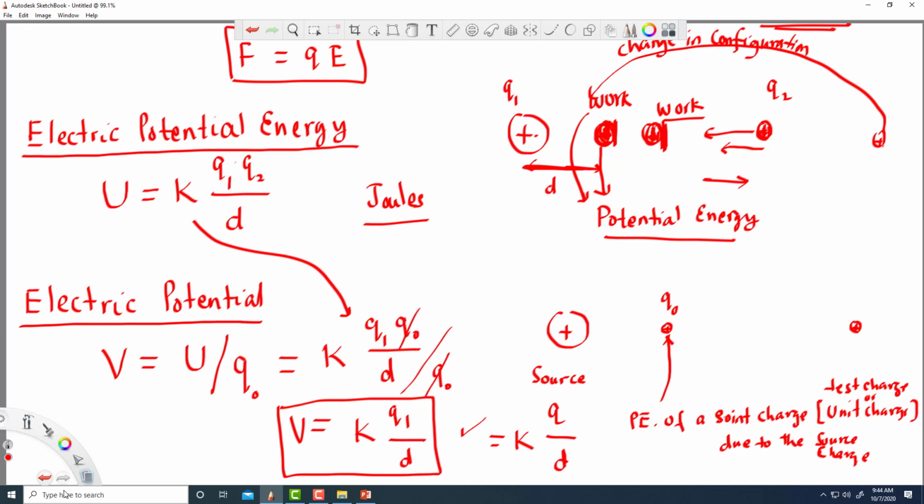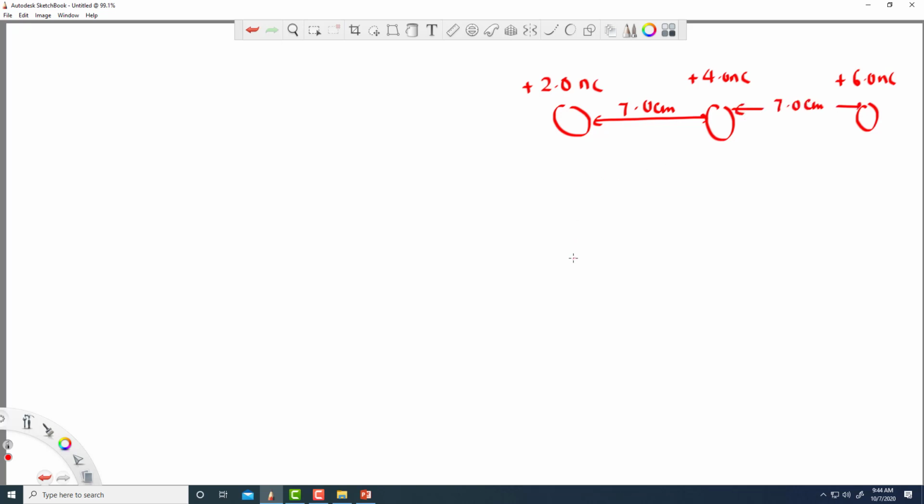Let's look at number 3. So how do we calculate electric potential? We have 3 charges: 2 nanocoulomb, another one is 4 nanocoulomb, and the next one is 6 nanocoulomb. All are positive. That's 7 centimeters, that's 7 centimeters. And we want to find the electric potential due to these 3 charges at this point.